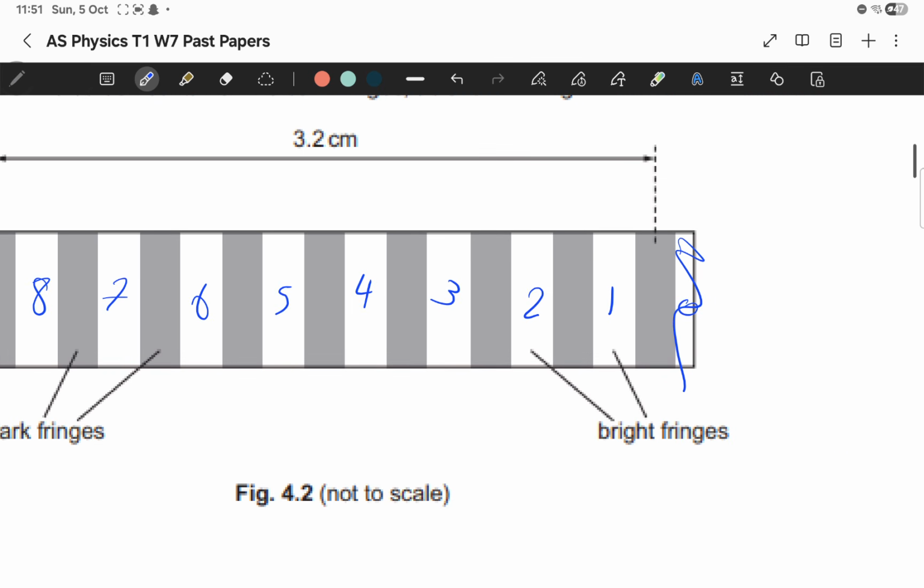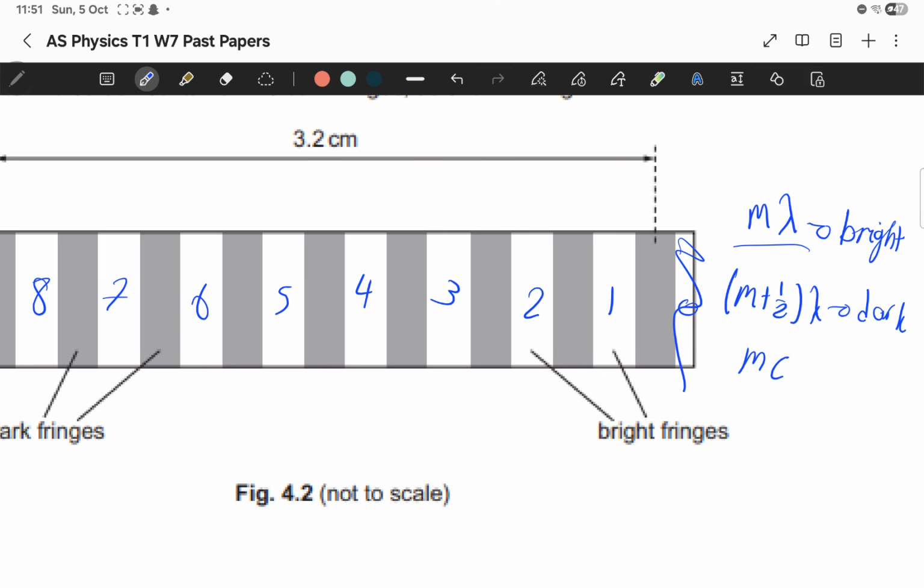Remember, the formula for destructive or constructive is m lambda. Constructive is bright fringes. Now, destructive is m plus half lambda. Okay, now this is when the dark fringes. Okay, m belongs to 0, plus or minus 1, plus or minus 2, plus or minus 3, etc.